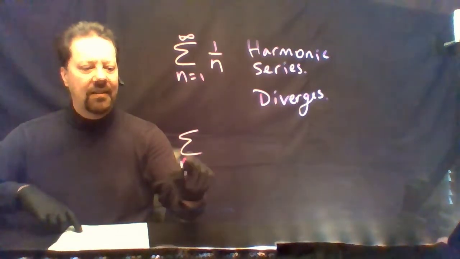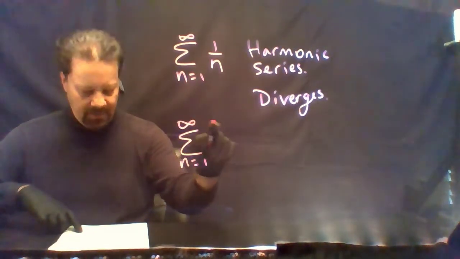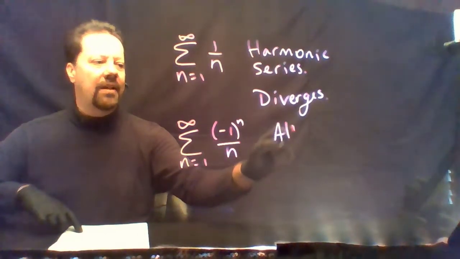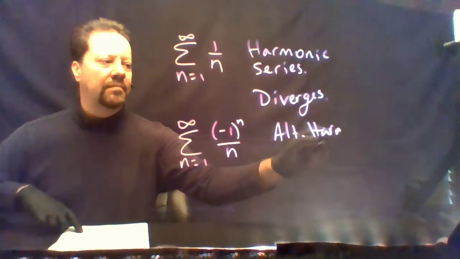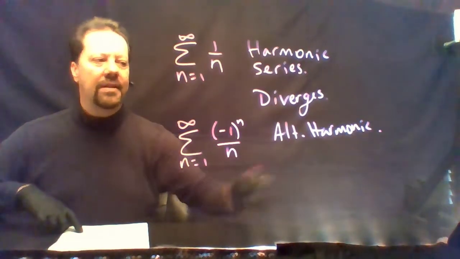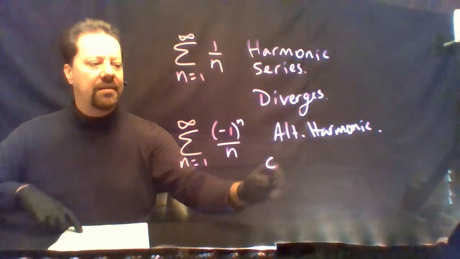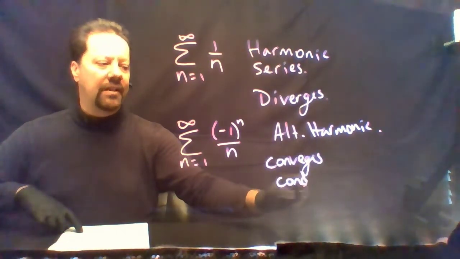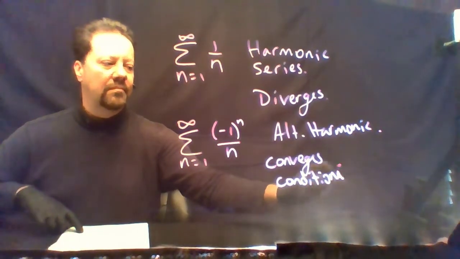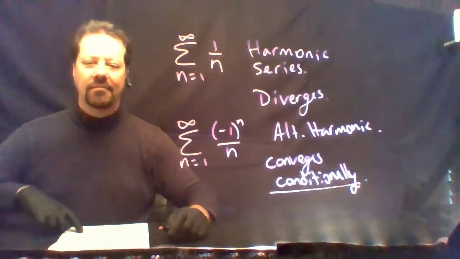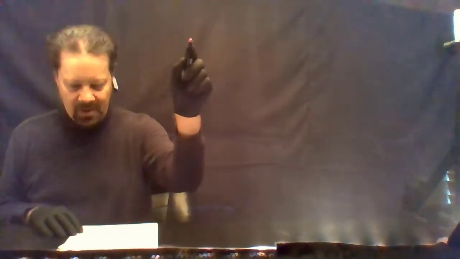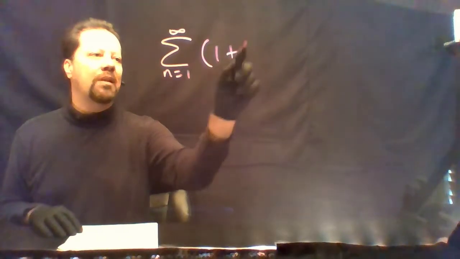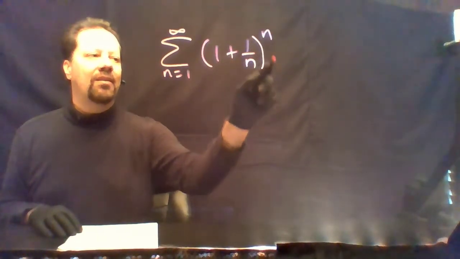The next one is, you guessed it, the alternating harmonic series, and everyone knows that it converges conditionally. Next, we have the sum as n goes from 1 to infinity of (1 plus 1 over n) to the power n.